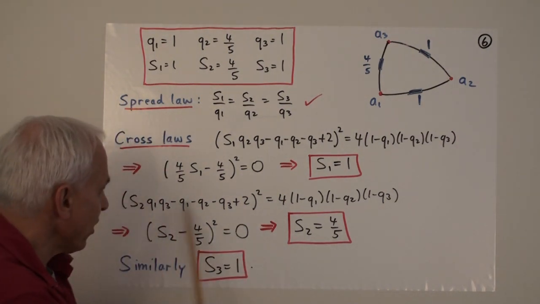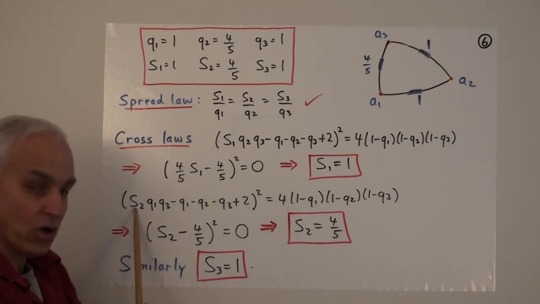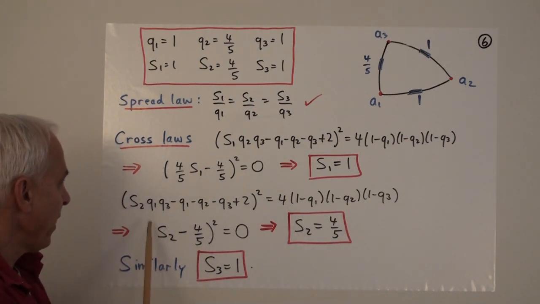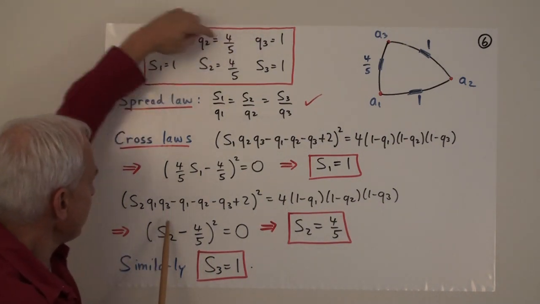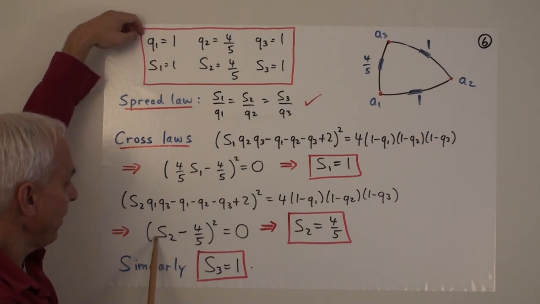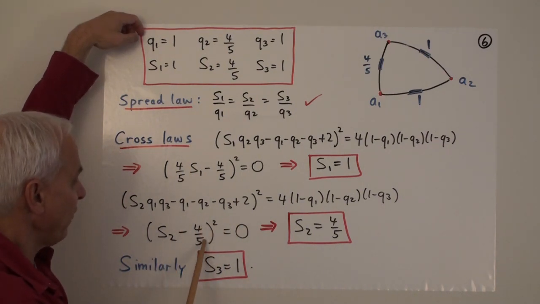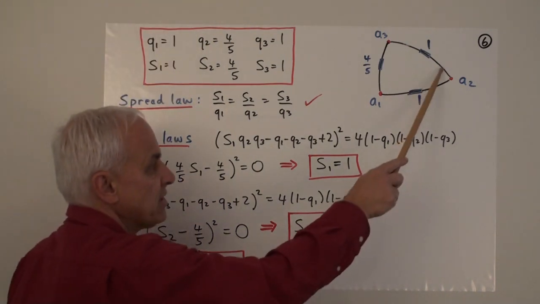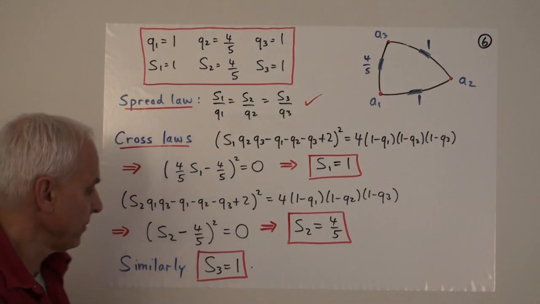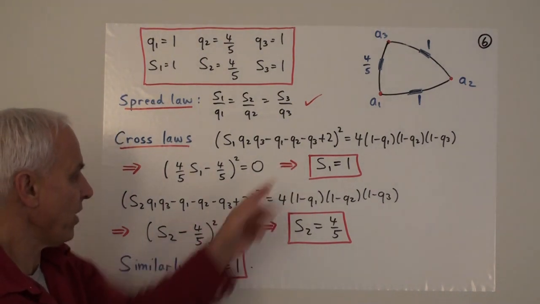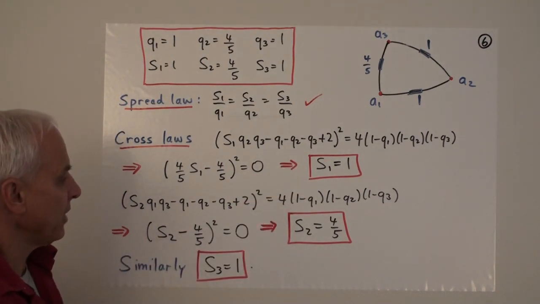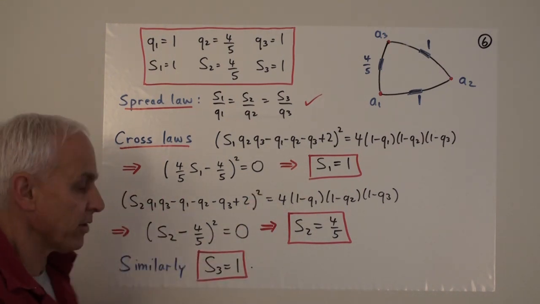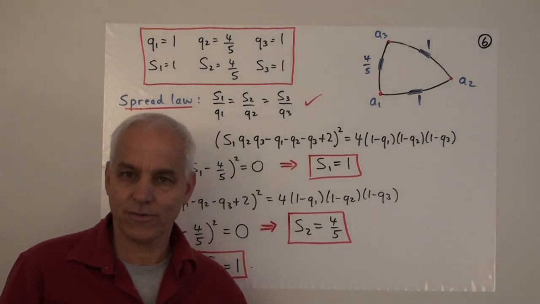If we look at the corresponding cross law with the S2 term here, so S2 times Q1 Q3, and then proceeding similarly, then Q1 times Q3 would be 1 times 1, the coefficient of 1. And here then we would get minus 4/5 again, squared, equals 0. That would tell us that S2 is equal to 4/5. That spread would have to be 4/5. And similarly, S3 is equal to 1 the same way there. So this is showing the power of the cross law to actually calculate spreads from quadrances.